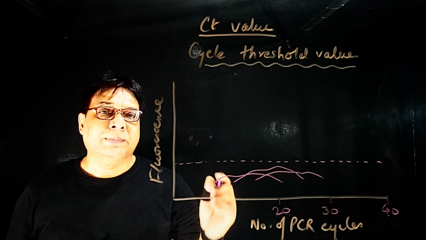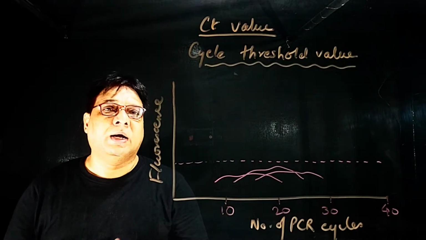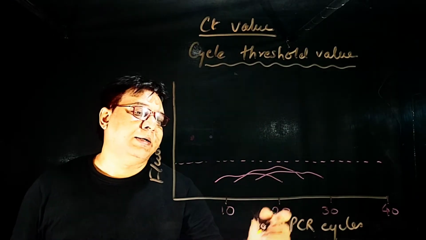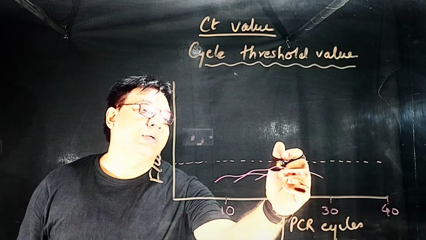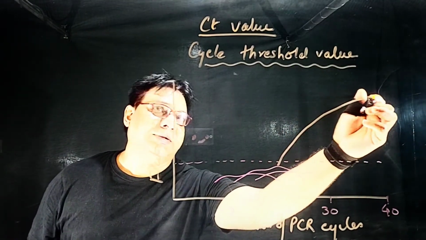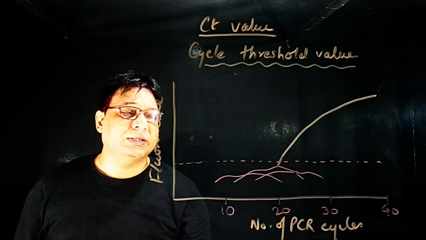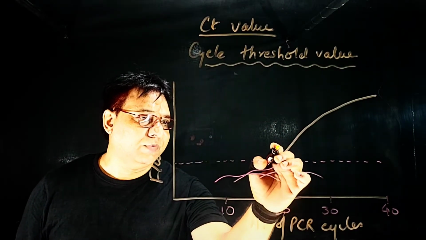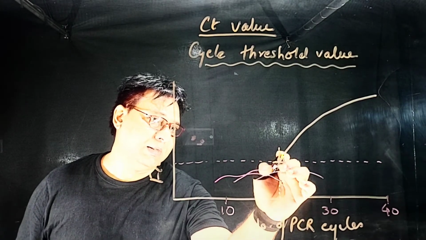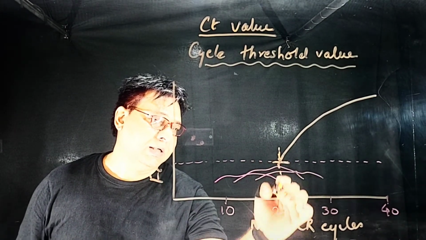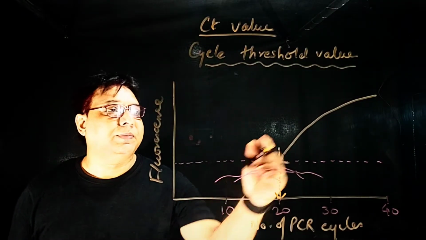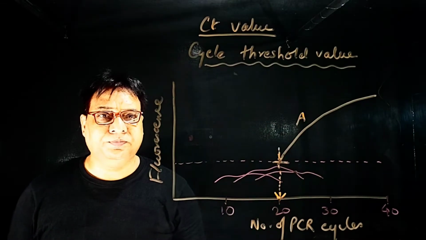Suppose your sample suddenly shows a fluorescence boost at, say, 20 cycles. So you will get a fluorescence emission like this. So your CT value is what? Your CT value is this one, when it goes above this base level. That means this 20 cycle, in this case, is the CT value of this sample. Suppose this sample is sample A.